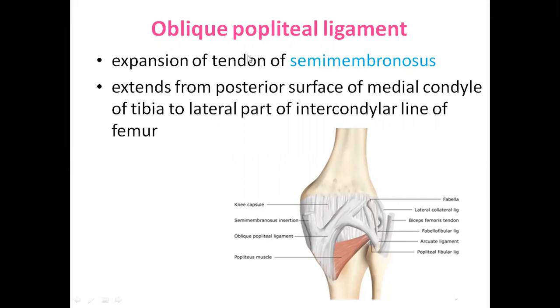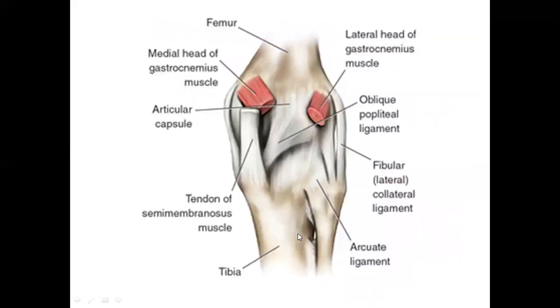You call this as oblique popliteal ligament, which is expansion from the tendon of semimembranosus, extends from the posterior surface of the medial condyle of tibia to the lateral part of the intercondylar line of the femur. Okay, this is oblique popliteal ligament.